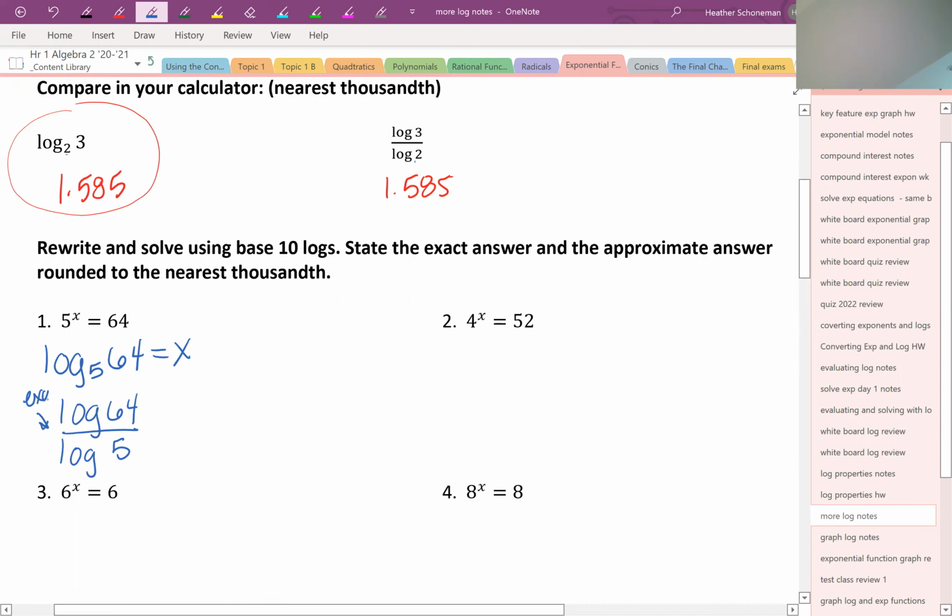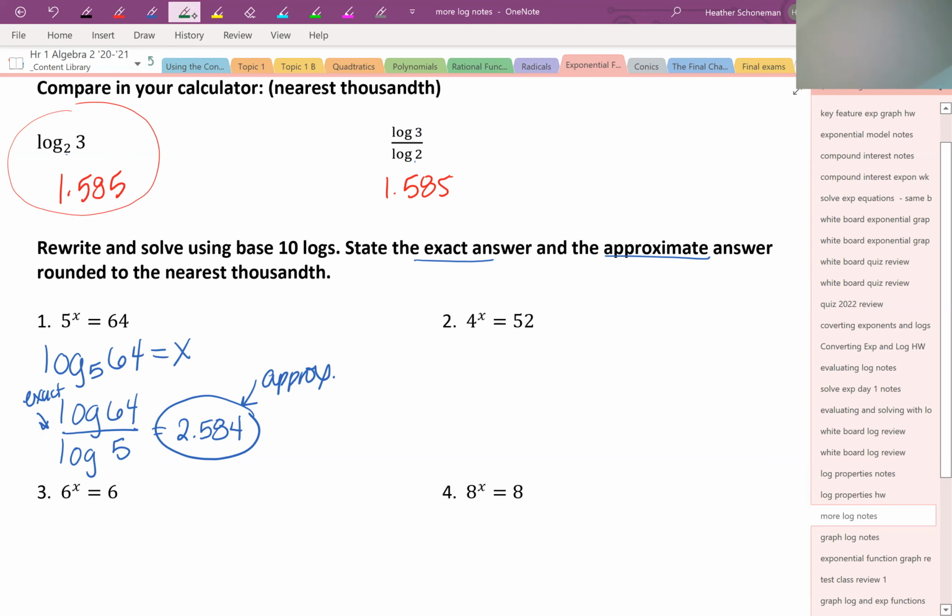This right here is my exact answer, and it wants exact and approximate. So exact is no decimals. Approximate is rounded. So in my calculator, I'm going to do log 64 divided by log 5. Now this parentheses at the very end, optional. This parentheses by the 64, not even sort of optional. Okay, hit enter and we get 2.584, because we're rounding to the nearest thousandths, which is 3 decimal places. And this is my approximate answer.